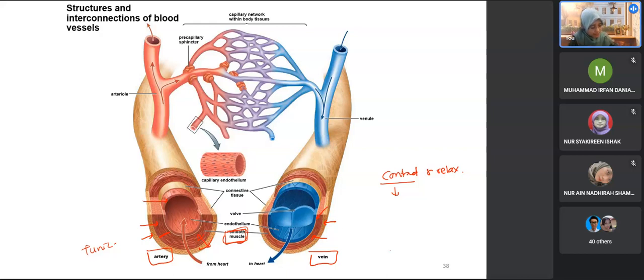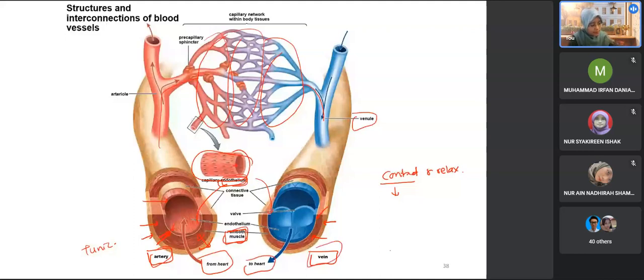So blood coming from the heart enters into the artery, into the arterioles and into the capillary beds surrounding your body tissue. So this is where exchange of materials will occur. Oxygen-rich blood exchanges material to become oxygen-poor blood, and then goes back through the venule and also the veins. Veins carry the blood towards the heart.